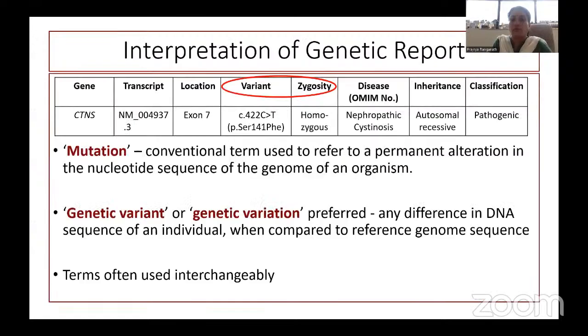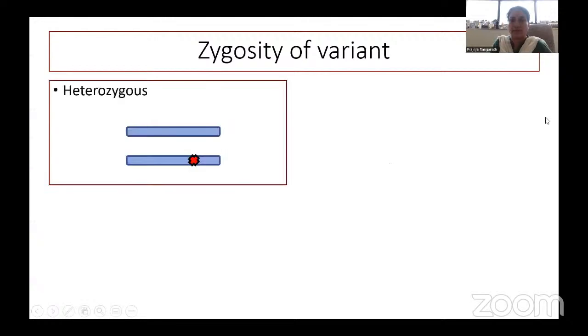Okay. So this is the next part of the report where the zygosity is mentioned. Here it is written as homozygous. What do you mean by zygosity? We know that every gene is present in 2 copies, except for the X-linked genes in male individuals. For all other genes, there are 2 copies in each normal individual. The 2 copies of the gene are called alleles.